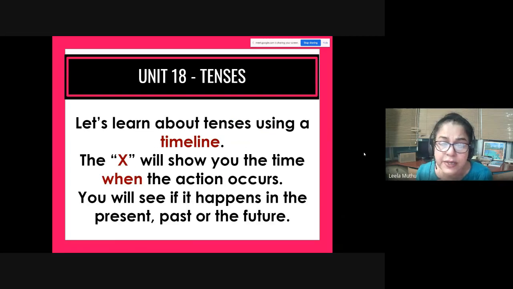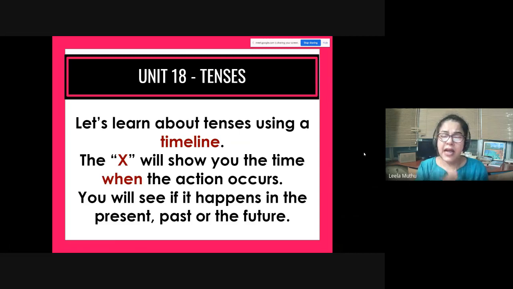All right, so let's learn about tenses using a timeline. Like I told you, I love to use a timeline when teaching tenses because it gives you a visual idea of the time when an action happened. I love timelines, okay, and you'll know exactly what I mean when I show you the next few slides.